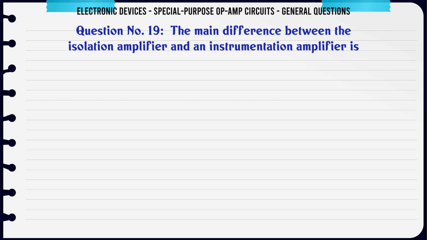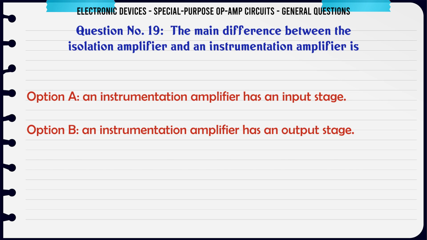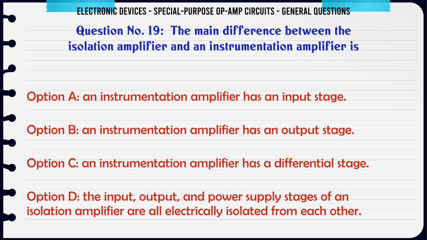The main difference between the isolation amplifier and an instrumentation amplifier is: A. An instrumentation amplifier has an input stage, B. An instrumentation amplifier has an output stage, C. An instrumentation amplifier has a differential stage, D. The input, output and power supply stages of an isolation amplifier are all electrically isolated from each other.